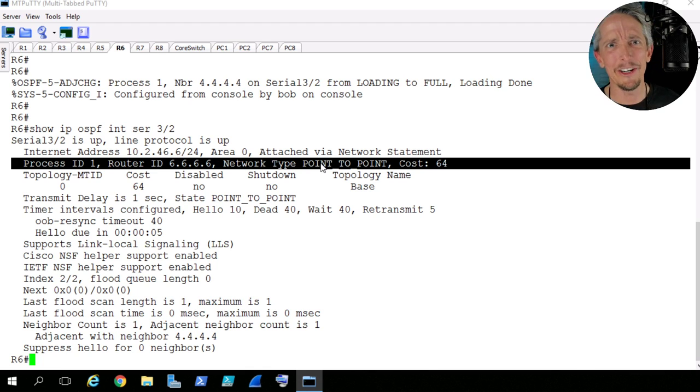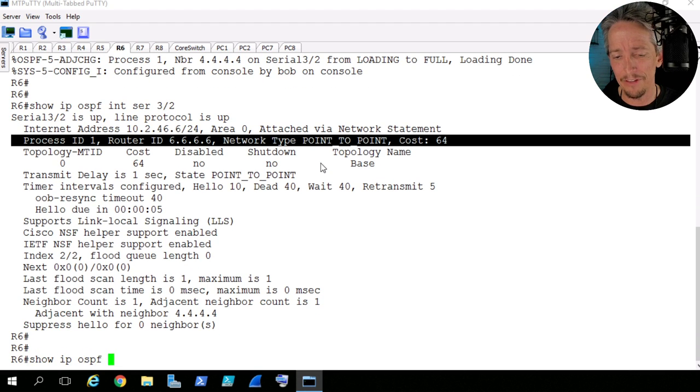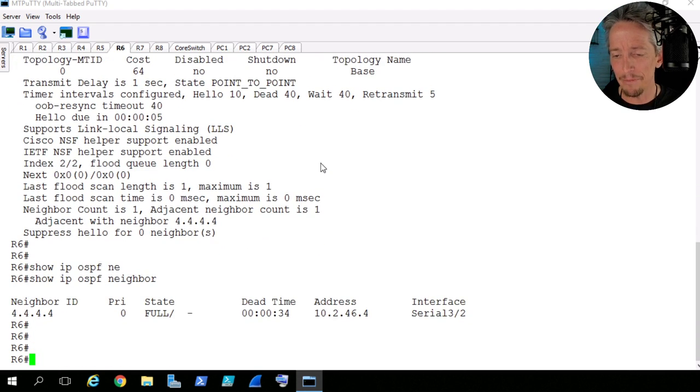But that'd be a silly thing to do, to have a DR on a point-to-point serial network, because it really wouldn't give you much benefit. There's only two devices there. We don't really need a DR and a BDR as a clearinghouse for the whole segment. So we do a show IP OSPF neighbors. There's our neighborship, and it is a full adjacency. And this dash afterwards represents we are not using a DR.